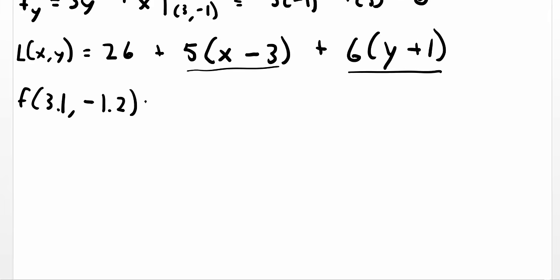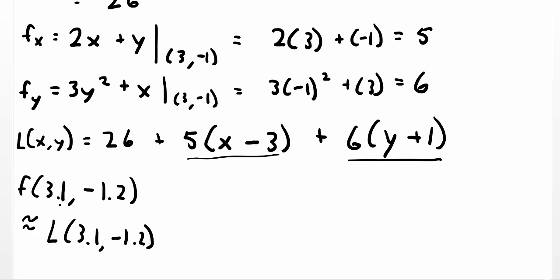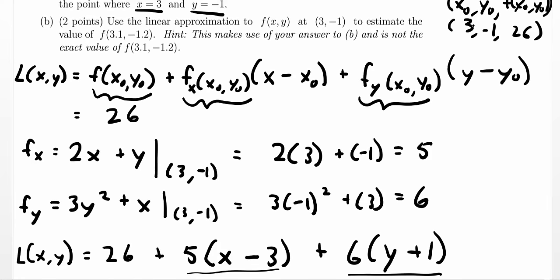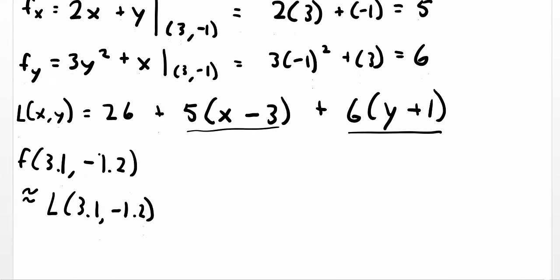This is going to be approximately our linearization at 3.1, -1.2. Now this only works because these two numbers are very close to the original point we had, x being 3 and y being -1. So we're allowed to use this linearization to approximate it and get a pretty decent approximation. And you won't have a calculator on your test, but that's okay, we can do it in our head.